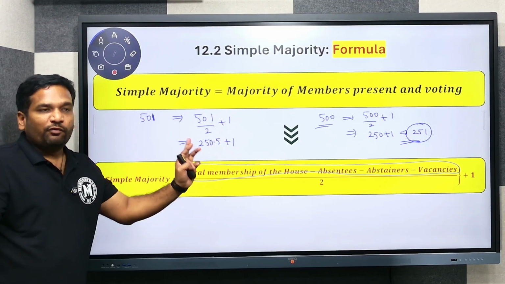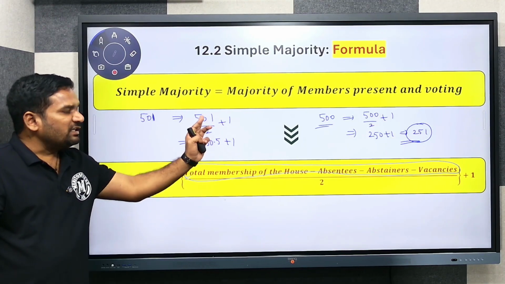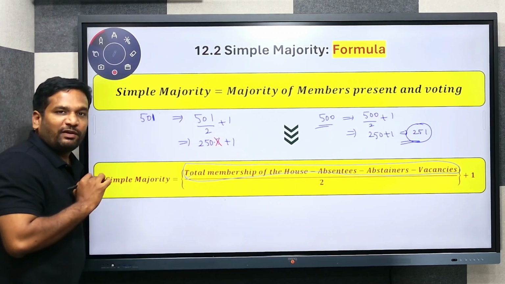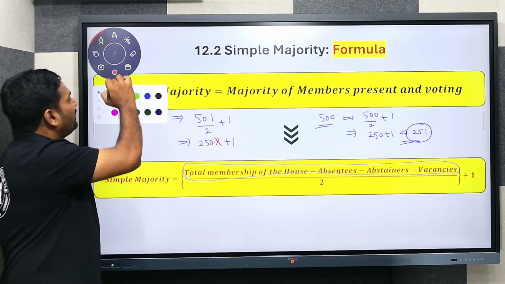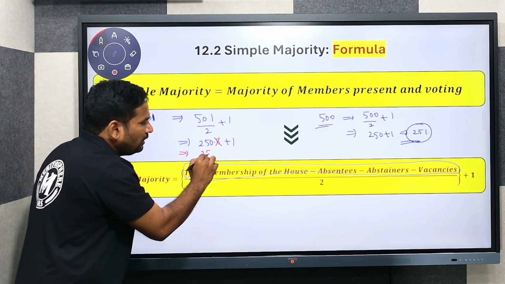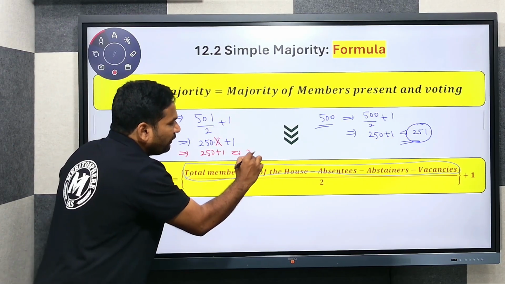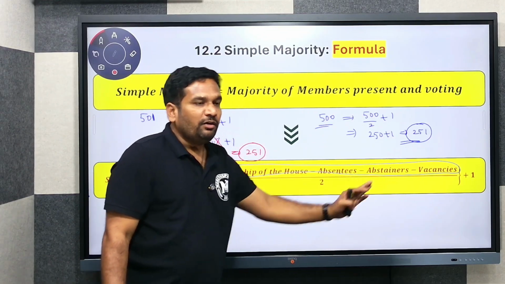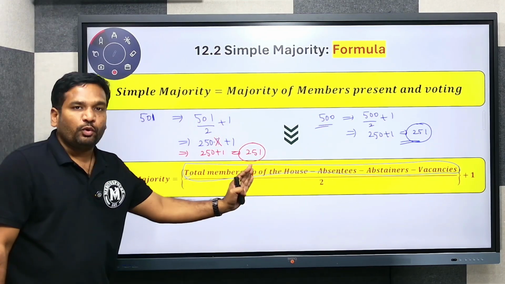There is a decimal value. Whenever there is a decimal value in this division, we have to neglect that. We should not take the decimal value; we take only the whole number. That means 250 plus 1, that implies 251. So the majority of 500 members is 251. Also, the majority of 501 is also 251.